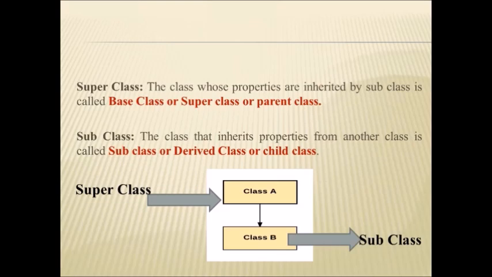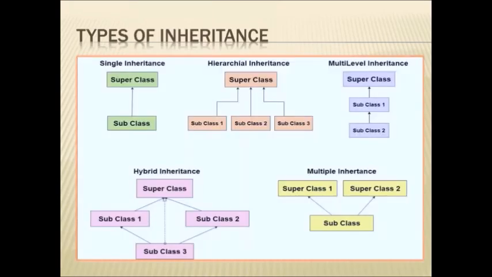The class B is defined as a subclass, that is, it inherits the properties from class A, that is, from another class, that is called subclass. The class B is subclass or derived class or child class. So the class A is superclass, the class B is subclass. This is the inheritance. And what are the types of inheritance? There are 5 types. That is single inheritance, hierarchical inheritance, multi-level inheritance, multiple inheritance, and finally hybrid inheritance.